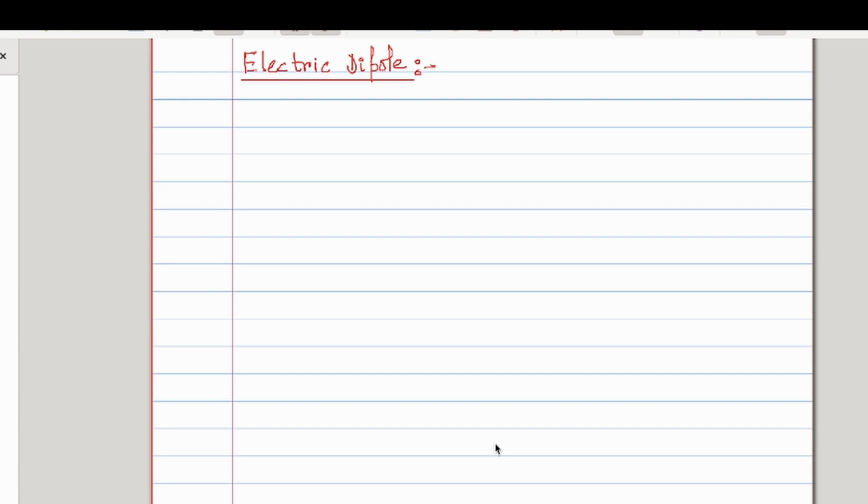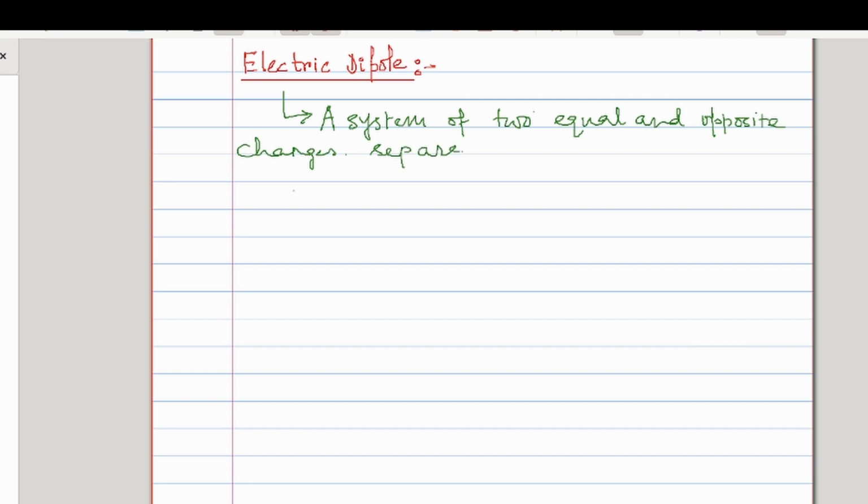So we can conclude this chapter with the concept of electric dipole. What is actually a dipole? A system of two equal and opposite charges. So electric dipole is basically a system of two equal and opposite charges, separated by a small distance.